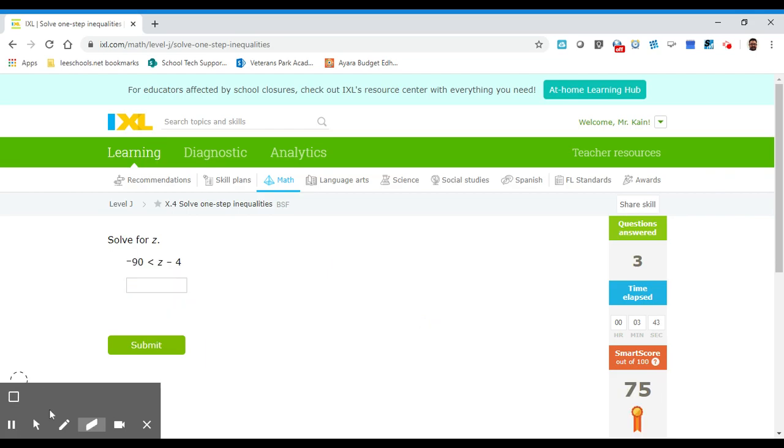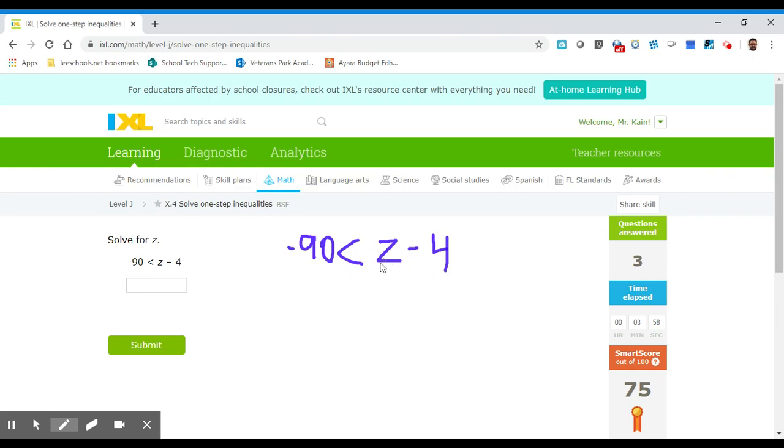Okay, now we are getting somewhere, getting a little bit more difficult. So we have -90 is going to be less than z minus 4. So this side is bigger than that side. If you want to, you can rewrite it like this, put this on this side, and just flip the sign around. This side is bigger than this side.